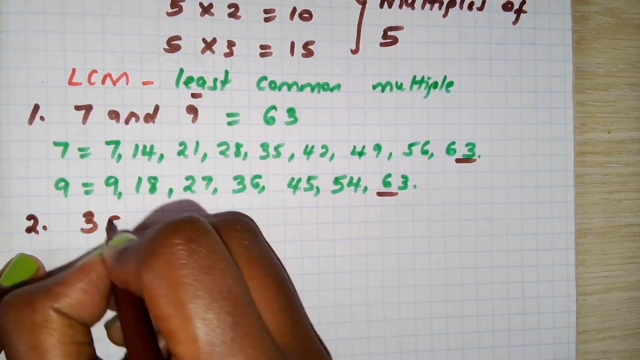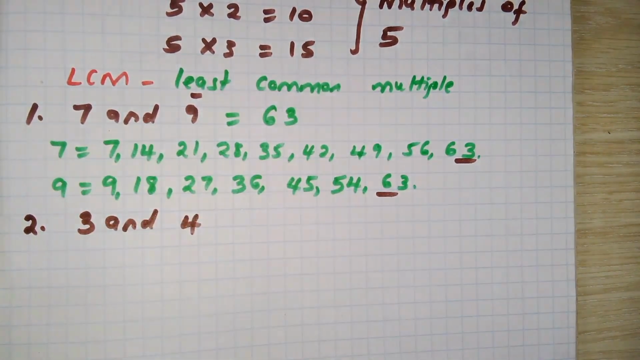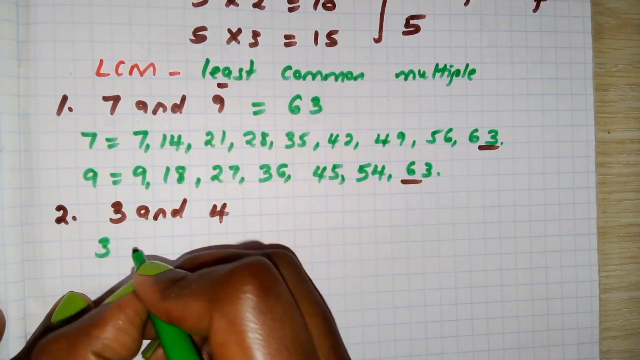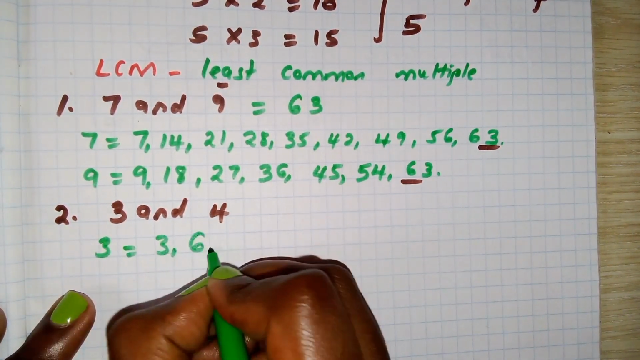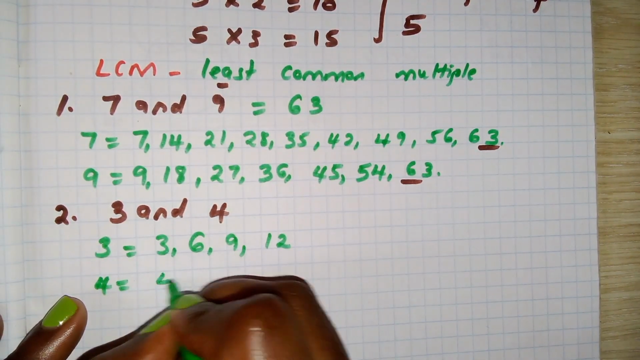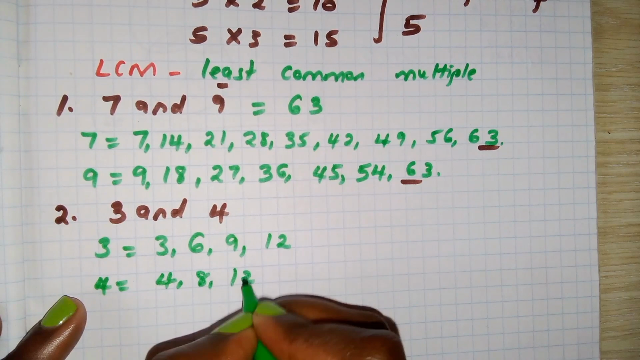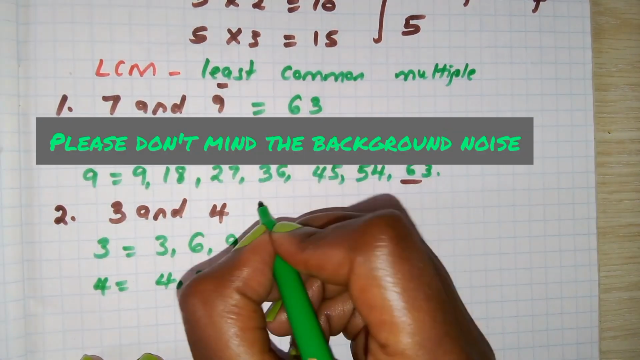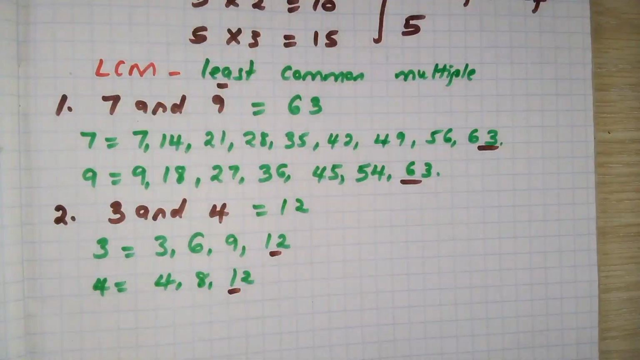Number 2, we have 3 and 4. So we do the multiples of 3, 3, 6, 9, 12. We do the multiples of 4. We have 4, 8, and 12. No need to continue because I can see we have a common multiple there. So the answer is 12.